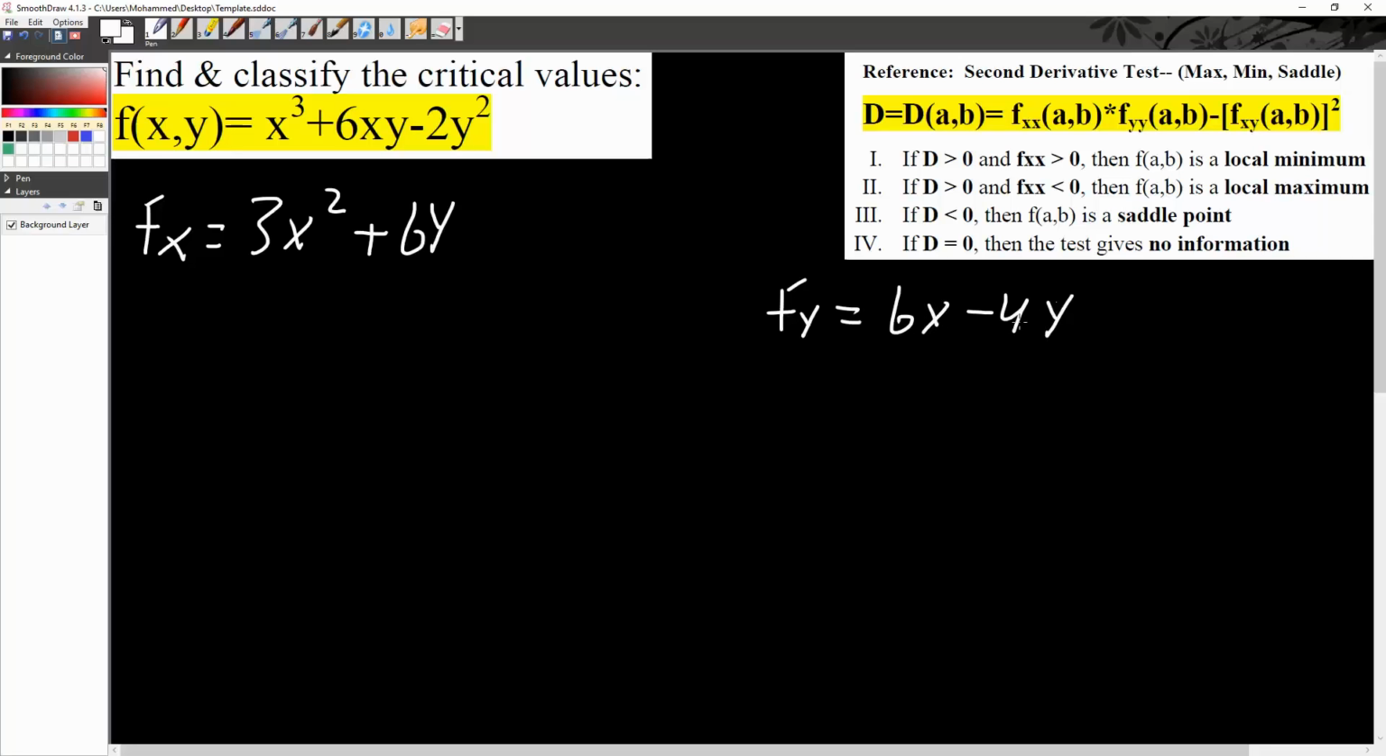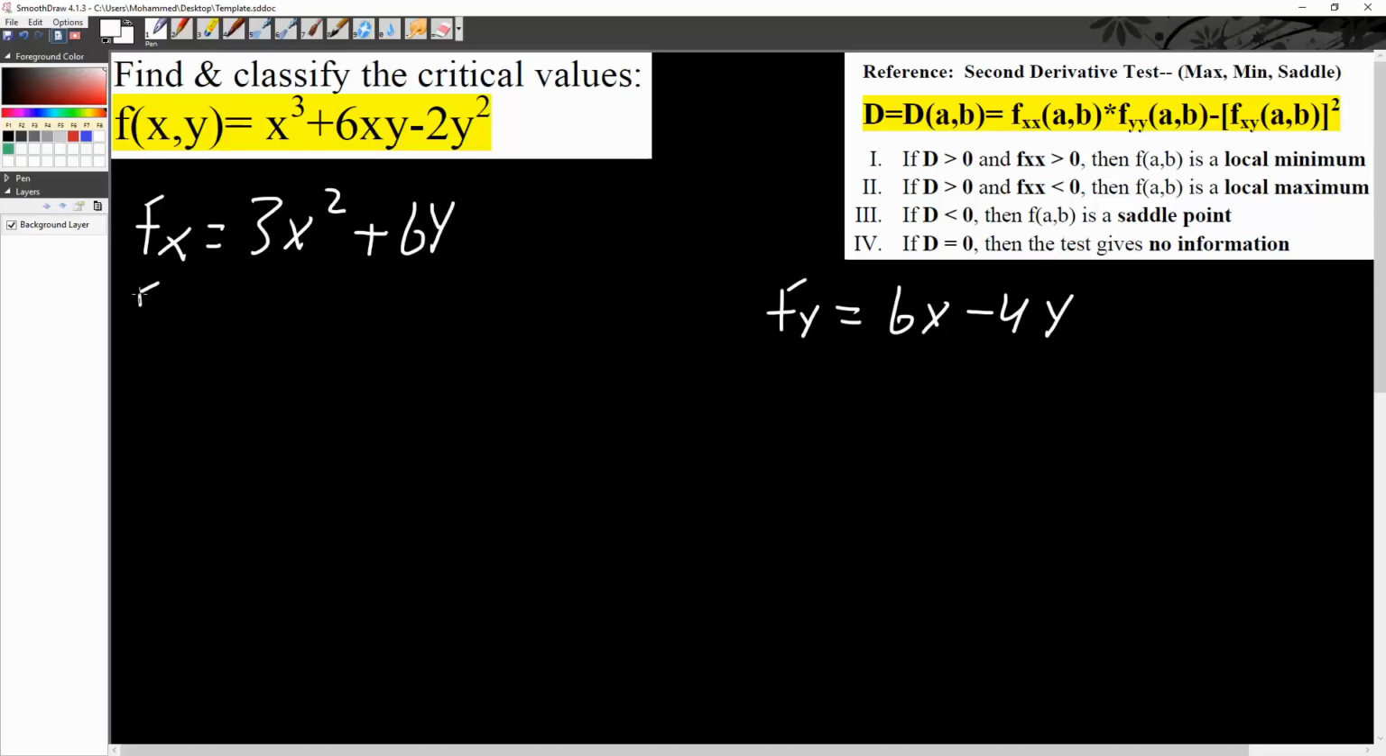The first thing we're going to do is get the partial derivative in terms of x. When we do that, we get 3x squared plus 6y. Likewise, we need to get the first partial derivative in terms of y. When we do that, we get 6x minus 4y.